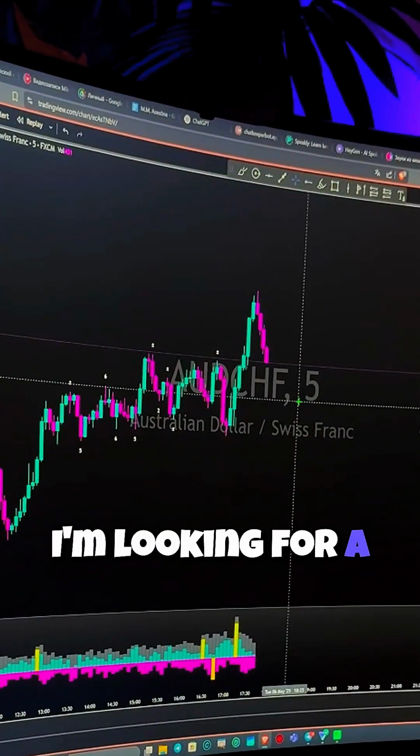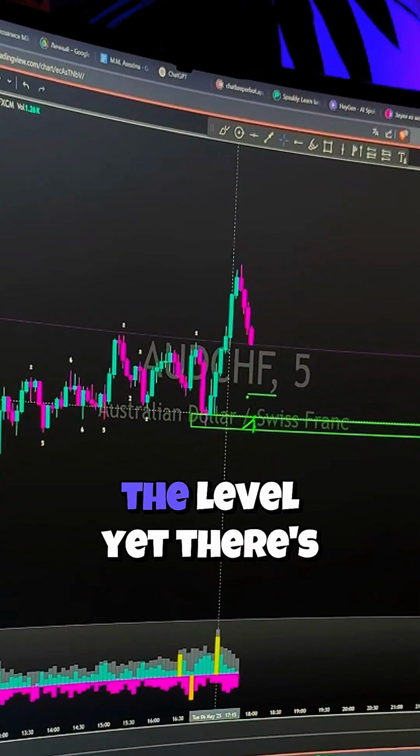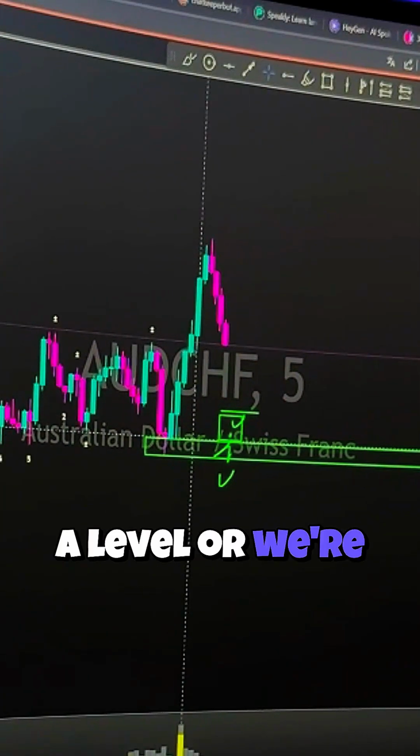What do I mean by looking for a clue? After I pull up a pair, I look for some kind of hook. A hook is when the price might be approaching a level. The price hasn't reached the level yet, there's still a bit of distance, right? So that's one hook, two hooks. Either it's a level or we're approaching a level.